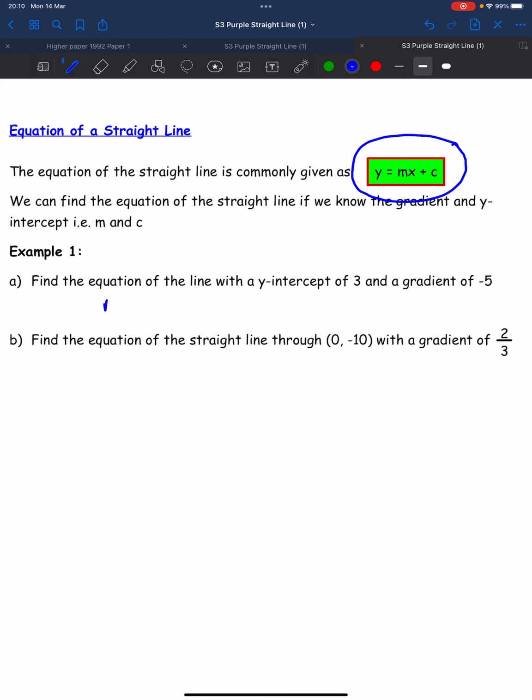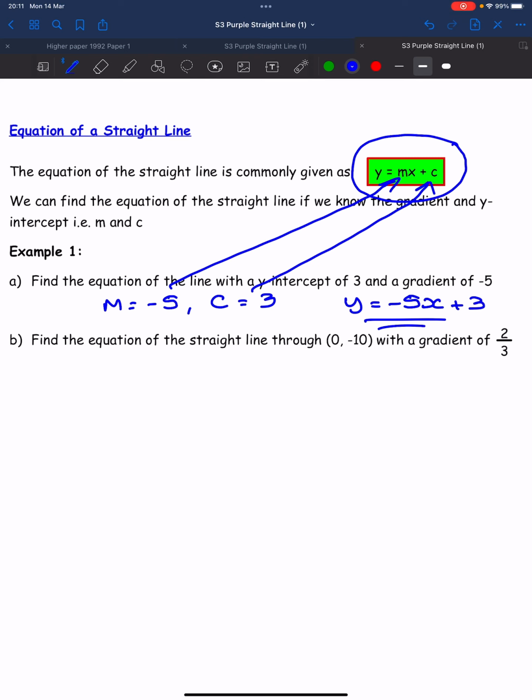We have the gradient is equal to minus 5. And the c value, the y-intercept, is going to be 3. So put those two values into the equation here for m and c. So I get y is equal to minus 5x plus 3. And that's it. If you know the gradient and y-intercept, then you just put it into that format of y is equal to mx plus c.